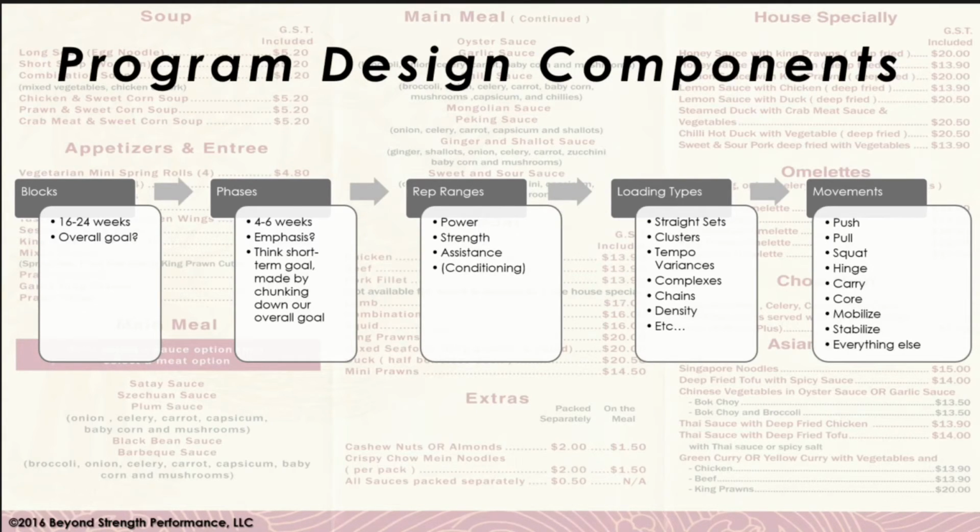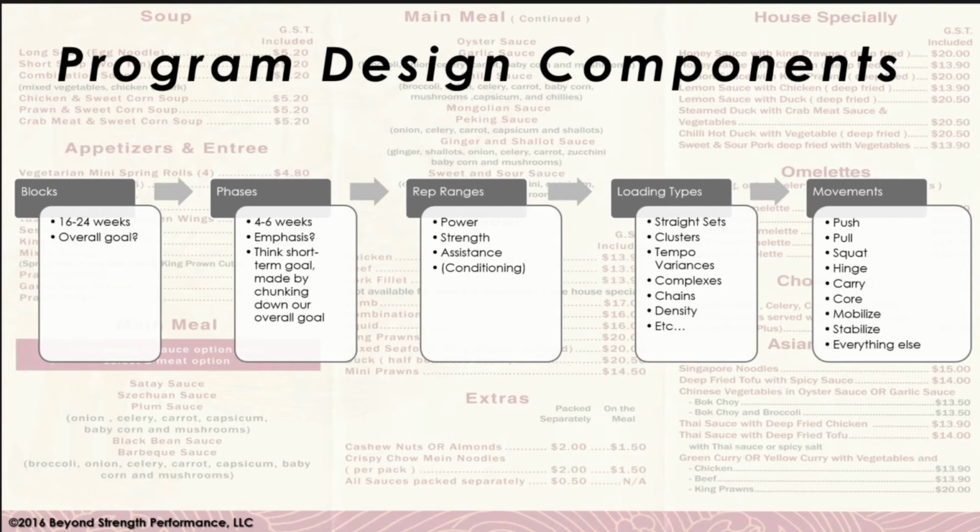Those blocks are going to be broken down into phases of 4 to 6 weeks. Each of those phases will have an emphasis. Think short-term goals that are made by chunking down our overall goal that's defined in our big block. Then we've got our rep ranges that make up our phases. And those rep ranges are going to break down into power rep ranges, strength rep ranges, assistance rep ranges.